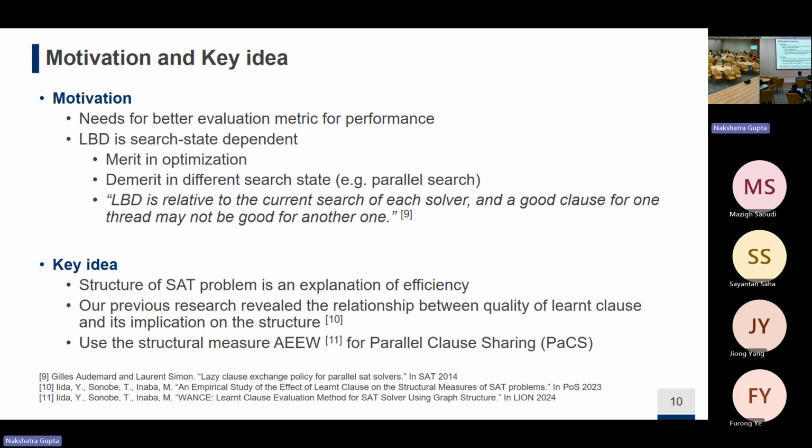Indeed, Audemard and Simon stated that LBD is relative to the current search state of each solver, and a good clause for one state may not be good for another. So our key idea is to have a search-independent metric for clause sharing. To do that, we need a static, fixed-value evaluation metric across any search state. And for that fixed-value metric, our idea is to use the structural features of the graph of such problems.